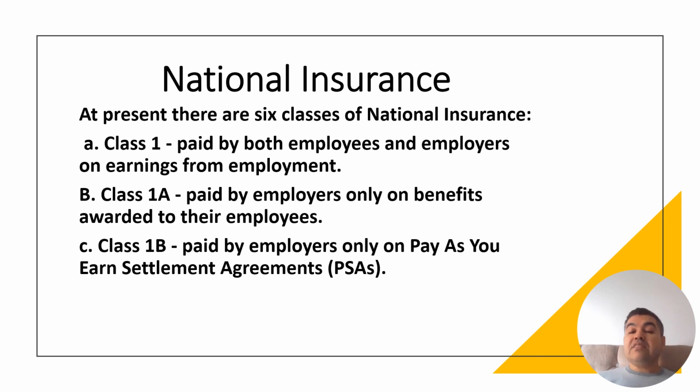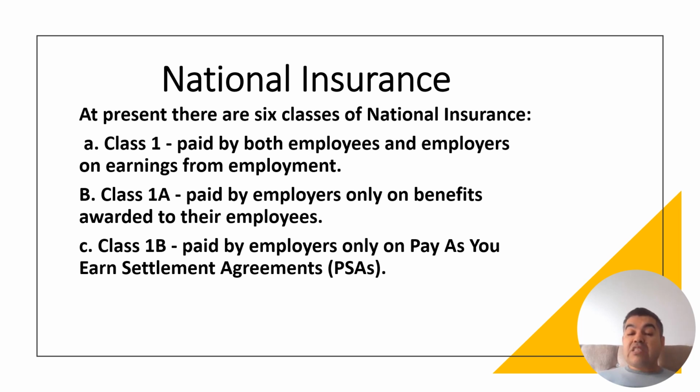So there are currently six classes of national insurance. Class 1 is paid by employees and the employers on earning from employment. Earning means the wages and the bonuses. Class 1A is paid on the cash equivalent benefits such as provision of car benefit or fuel benefits or living accommodation. That is paid by the employer.